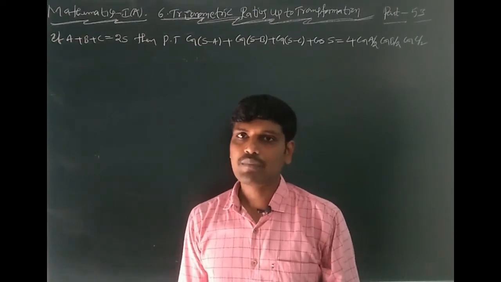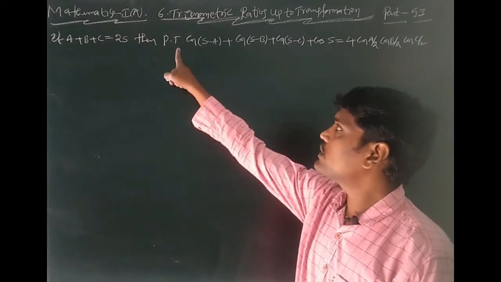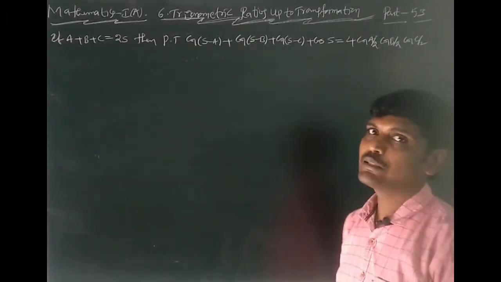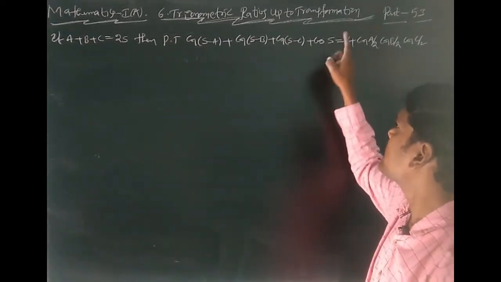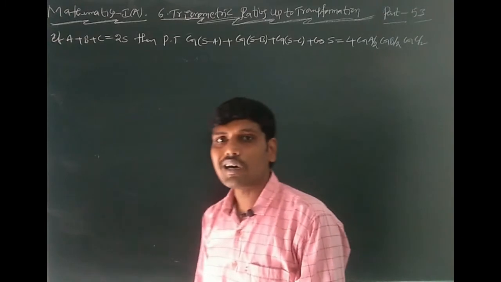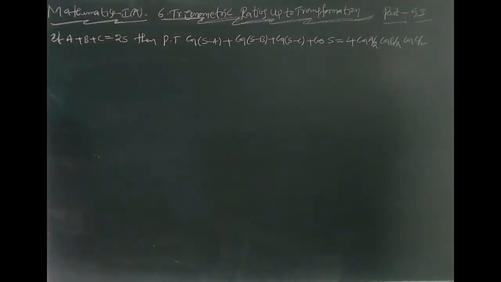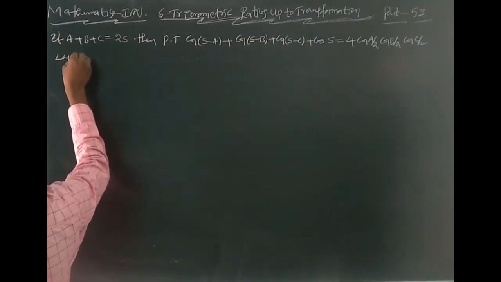What is that problem? If a plus b plus c equals 2s, then prove that cos of s minus a plus cos of s minus b plus cos of s minus c plus cos s is equal to 4 cos a by 2 into cos b by 2 into cos c by 2. First we have to take the LHS part.